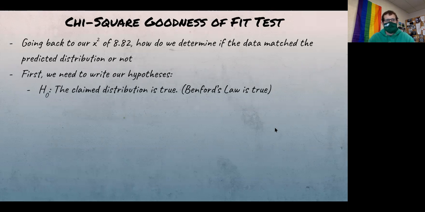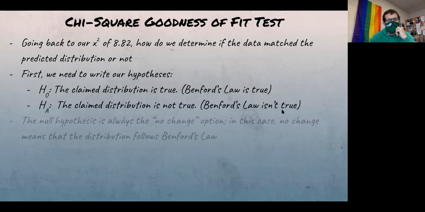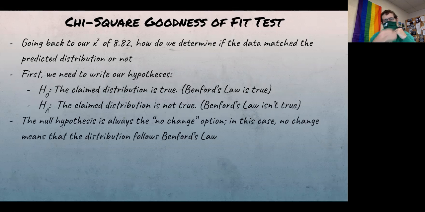We need to have some hypotheses. And here's the first hypothesis: the claimed distribution is true. Now these hypotheses, we actually don't write in mathematical formulation. We just write it as a phrase. So the null hypothesis is that the claimed distribution is true, or in other words, Benford's law is true for this data set. And then the alternative hypothesis is that the claimed distribution is not true and Benford's law doesn't apply. So the null hypothesis is always the no change. And that means if there's a claimed distribution, we're going to claim that, yes, it does match that.